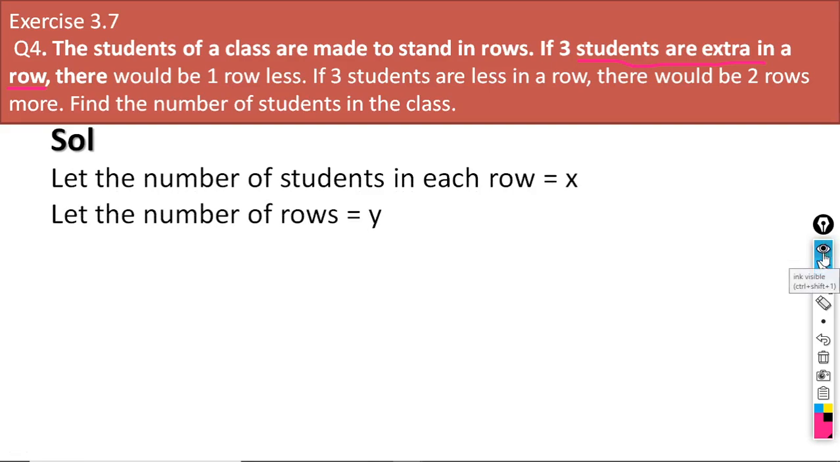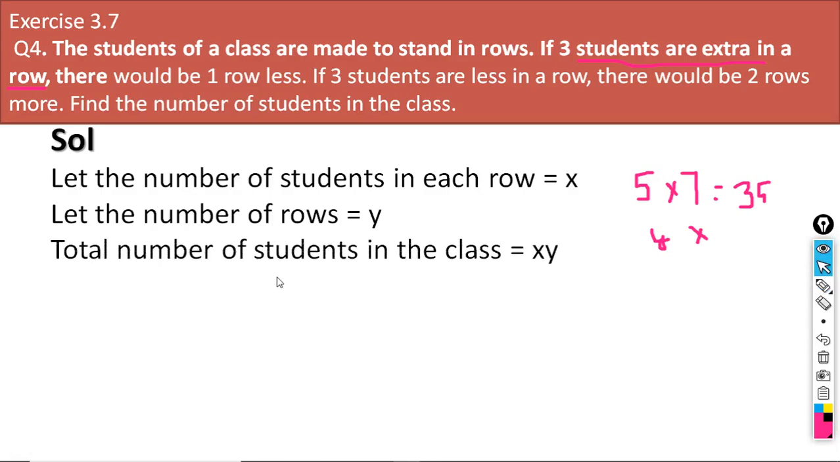Now students, it is very important to understand here, if in a class there are 5 rows and in each row there are 7 students, what is the total number of students in the class? 7 into 5, we have 35. So similarly here, if the number of students in each row is x, and the number of rows is y, what is the total number of students in the class? It is x into y. So with this statement we mention here, the total number of students in a class is xy.